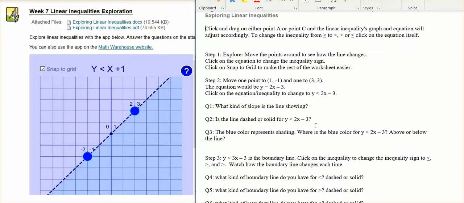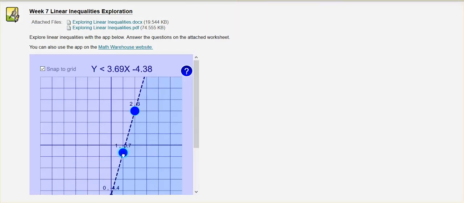So you explore for a little bit, and then you're going to click on the inequality to change this to y is less than 2x. Here, we have to move one point to 1, -1, and one to 3, 3. So 1, -1, and 3, 3 would be over here. And this should be the inequality that shows up. And then you click on this to change to the correct symbol, whatever it's asking you to change it to on the worksheet.